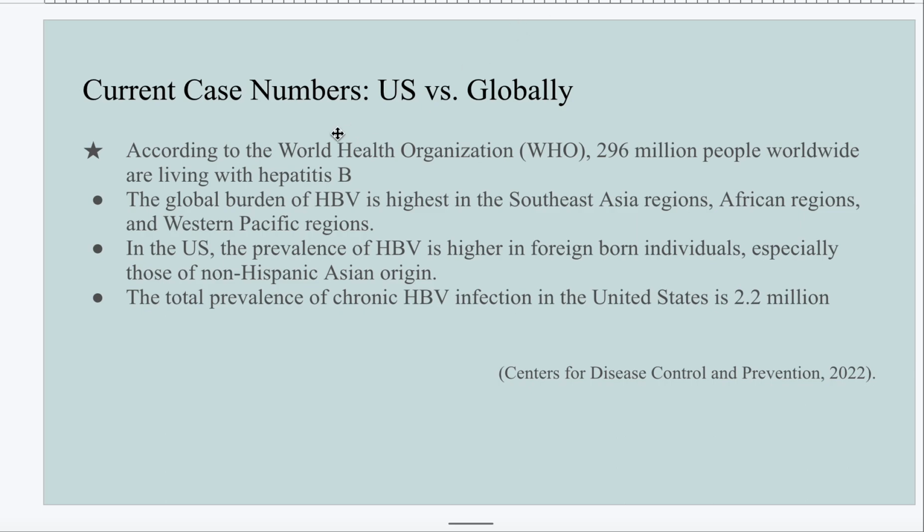Current case numbers are different in the U.S. versus globally. According to the World Health Organization, 296 million people worldwide are living with hepatitis B virus. The global burden of hepatitis B is highest in the Southeast Asia, African, and Western Pacific regions. In the U.S., the prevalence of hepatitis B virus is higher in foreign-born individuals, especially those of non-Hispanic Asian origin. And the prevalence in the United States for chronic hepatitis B is 2.2 million.